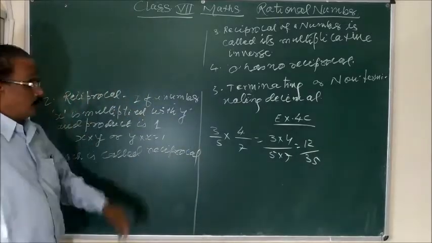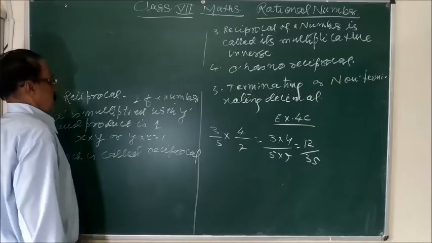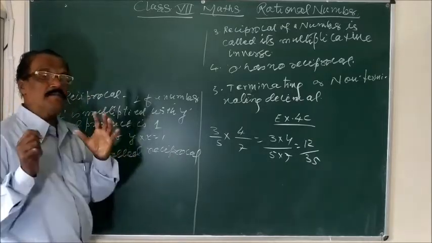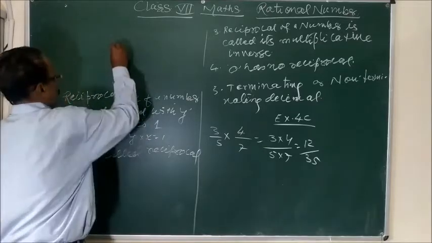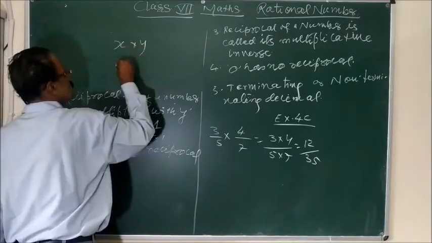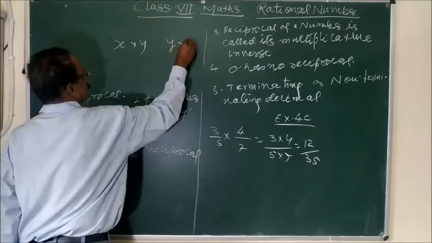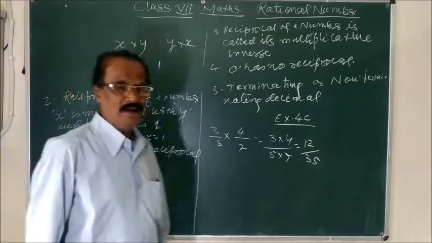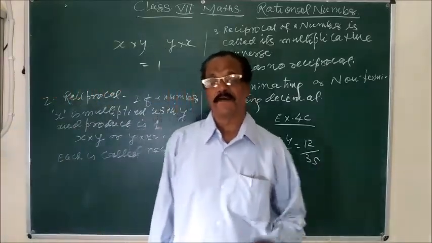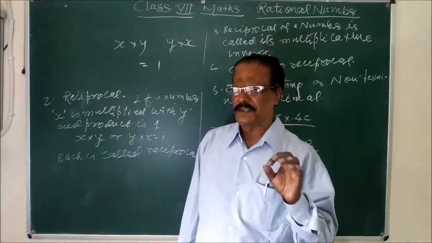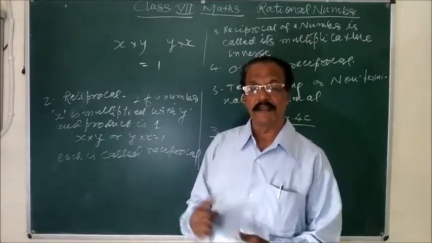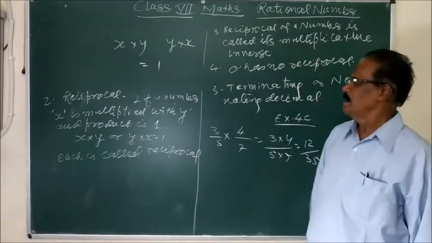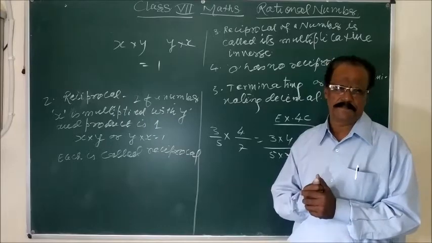Now you see reciprocal. What is reciprocal? If a number x is multiplied with number y, x into y or y into x, and if the product is 1, then each number is called the reciprocal of the other. This reciprocal is also known as multiplicative inverse. Reciprocal of a number is called multiplicative inverse.